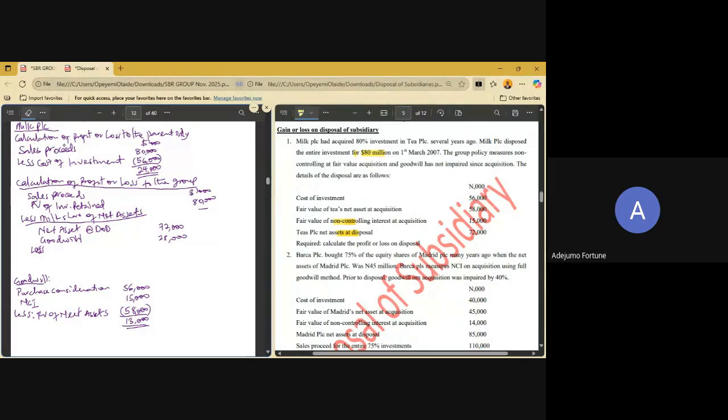Please, I have a question. Go on. Why do we put goodwill as 28 when we calculated 30?